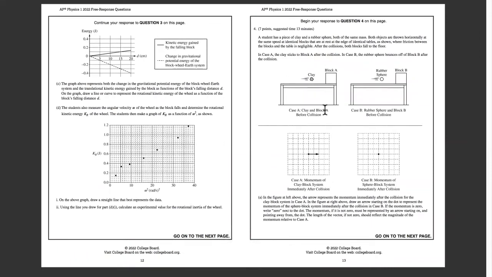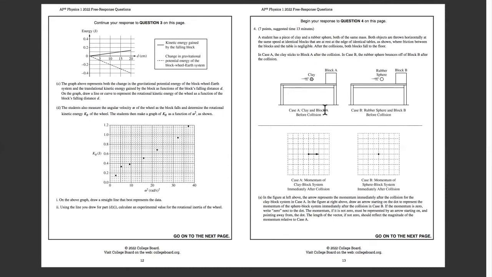All right, a student has a piece of clay and a rubber sphere, both objects thrown horizontally at an identical block at rest, and friction is negligible. Both blocks fall to the floor. And so the clay will stick, the rubber ball will bounce off. In the figure at the left above, the arrow represents the momentum immediately after the collision.